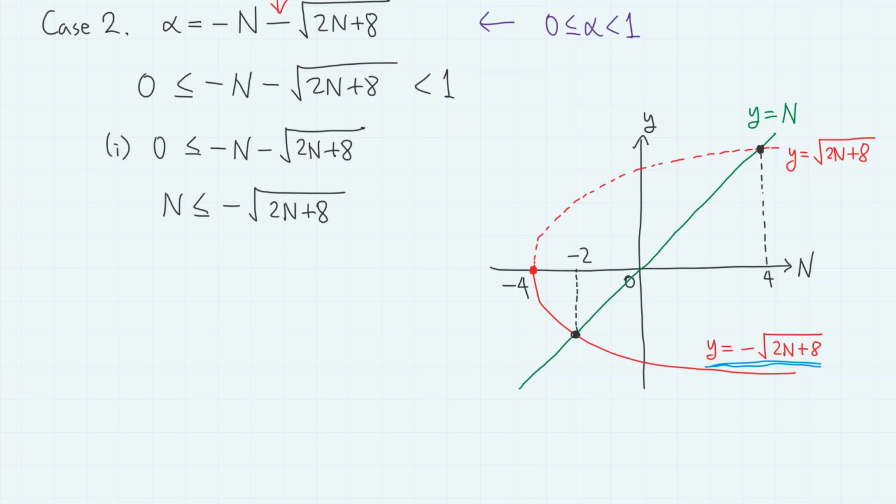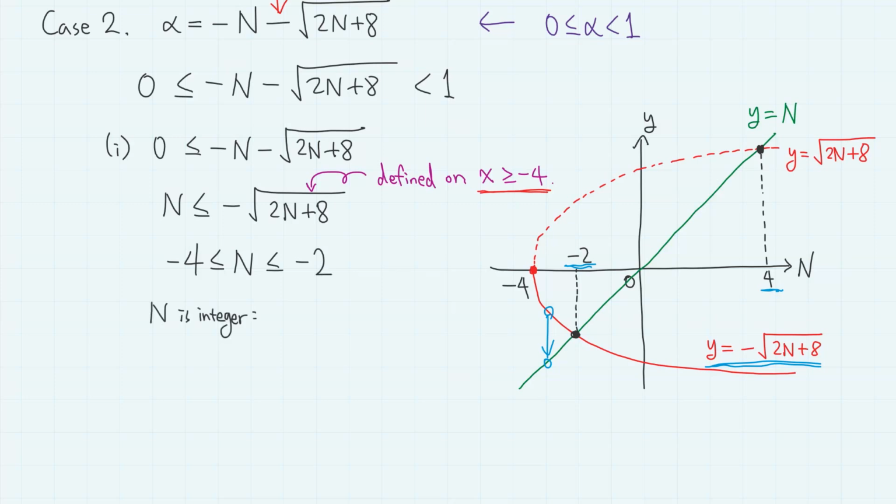We still have the same coordinates for the intersection point, negative 2 here and 4 here. This time, we have to find the range where the line is below the lower radical function. We also have to take into account that the radical function is defined only on x greater than or equal to negative 4. Therefore, possible range for n is greater than or equal to negative 4 and less than or equal to negative 2. Hence, the integer values are negative 4, negative 3, and negative 2.